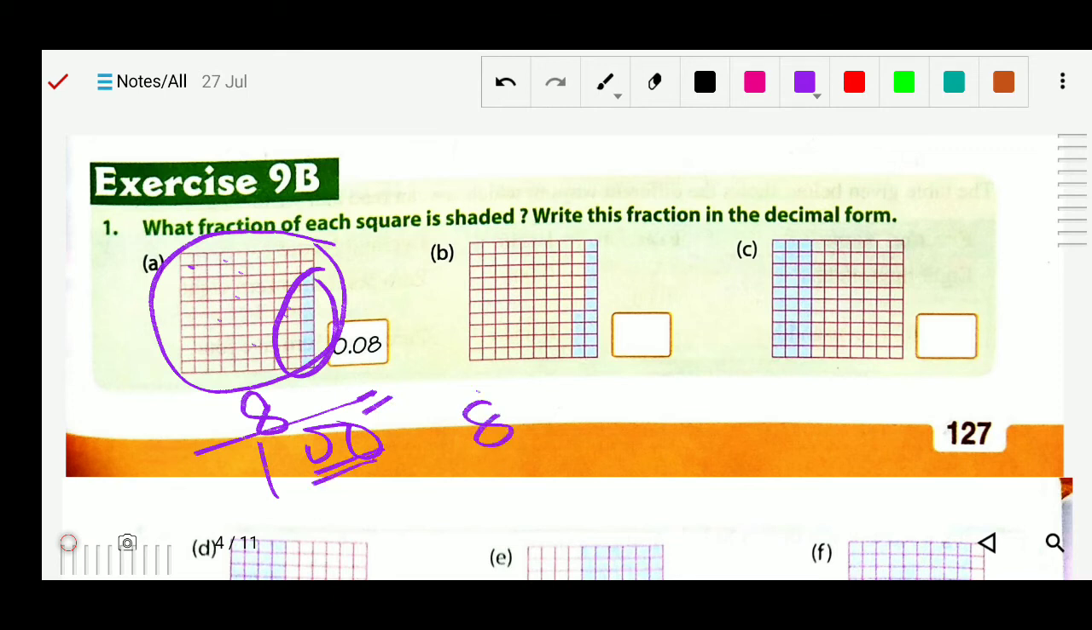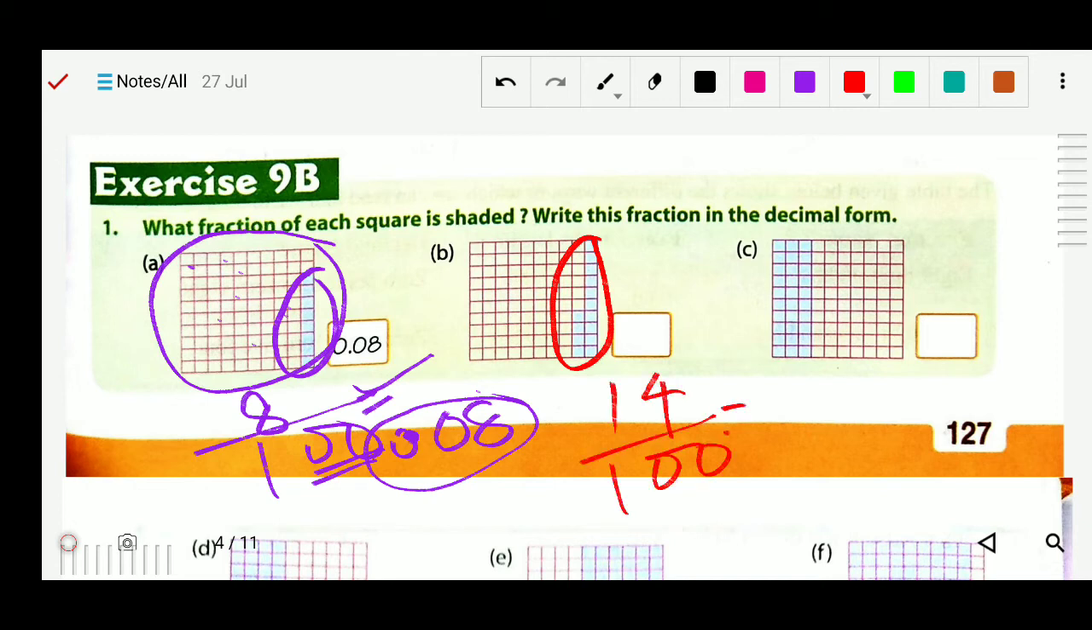2 zeros, so 1 2, then after the point and 0, so 0.08. Likewise you can write for it. So how many shaded are there? You can count. Okay, so here you can count 14 are shaded, so write 14. Total 100 are there. So now you write this 14 here.